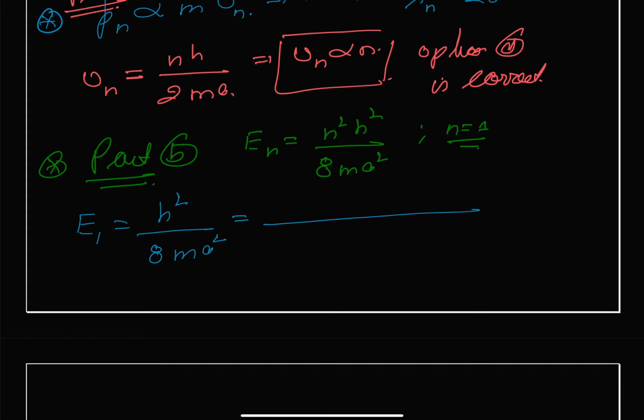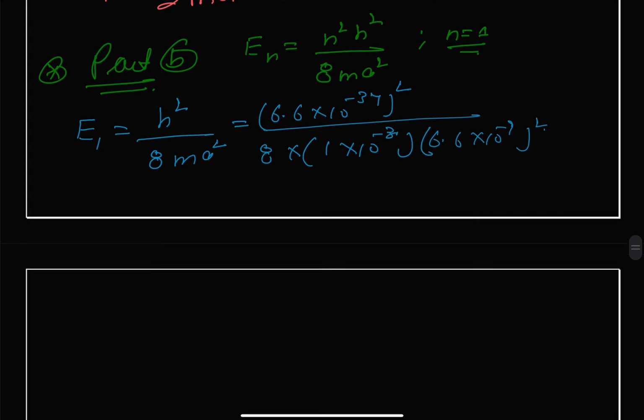Now we already know the values, we substitute them. Our h is 6.6 into 10 to the power minus 34 whole square, and we have 8. Mass is given as 1 into 10 to the power minus 30. Distance is also given to us, that is 6.6 into 10 to the power minus 9 whole square. So we get our energy E1 is equal to 1.25 into 10 to the power minus 21 joules.